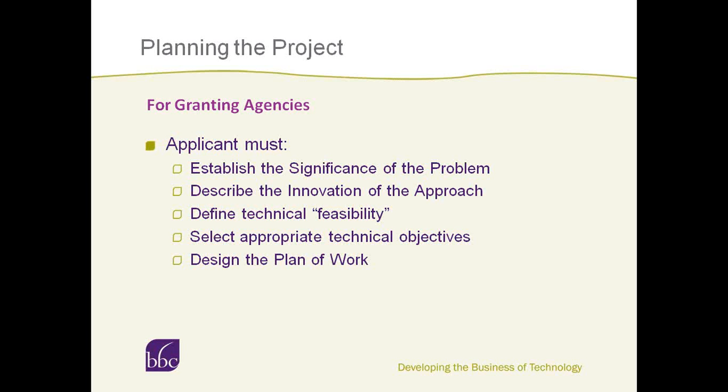They're not going to tell you what the deliverables, what the expectations are for that particular project in terms of the phase 1 results. So you have to define feasibility and then select the appropriate technical objectives to achieve that feasibility, that demonstration of feasibility. And obviously, like the contracting agency proposals, you design and describe the plan of work that you're going to use to reach those objectives. All right.